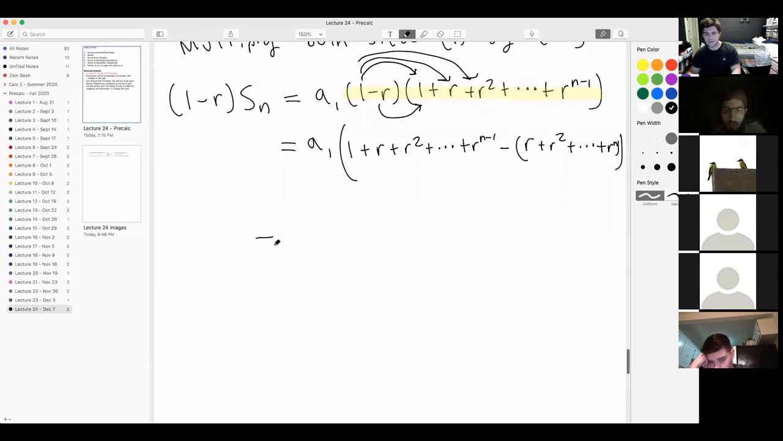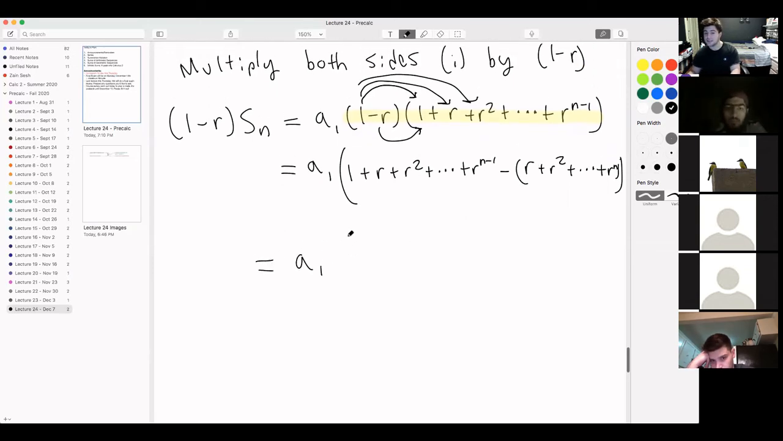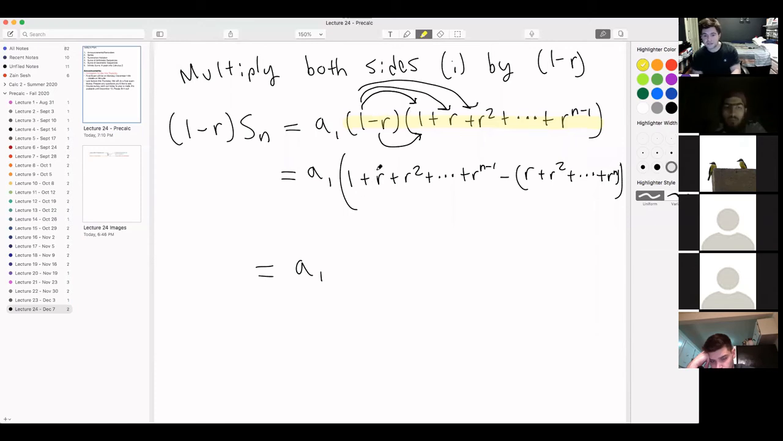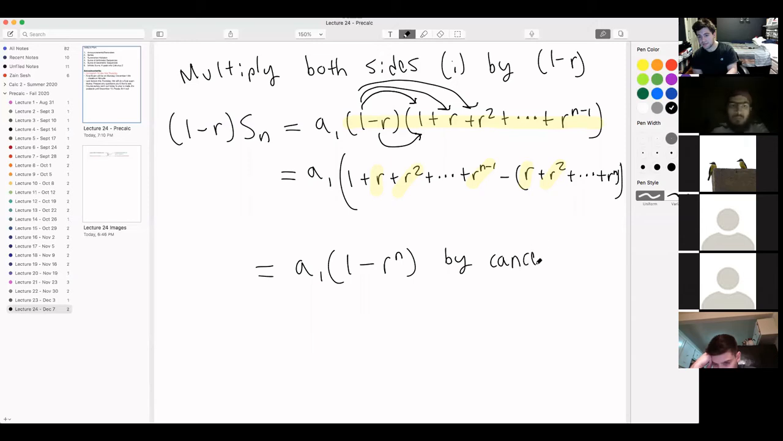All right, anyways, so now look at this. You get some really nice cancellations. You see here that this r is going to cancel with that r because of the minus sign. You have r minus r. Similarly, r squared is going to cancel with that r squared, and the r to the third is going to cancel with an r to the third here, and r to the n minus 1 is going to cancel with an r to the n minus 1. The only surviving terms here are 1 and minus r to the n. 1 minus r to the n. And this is by cancellations. A lot of cancellations happen.